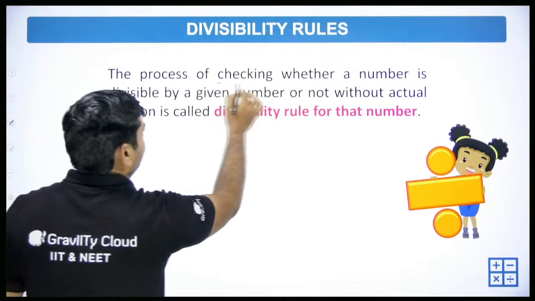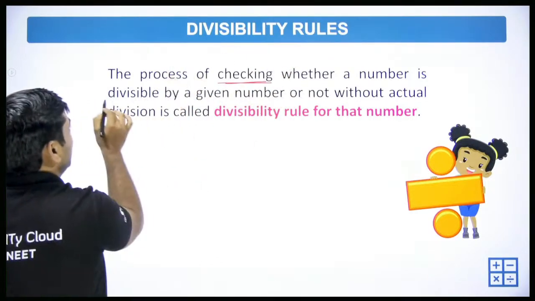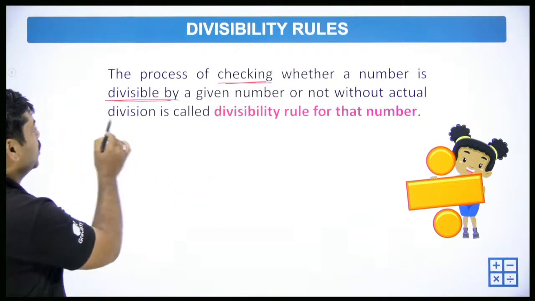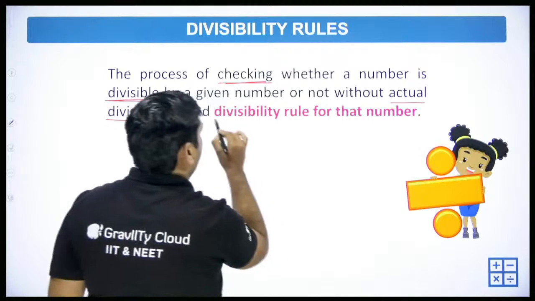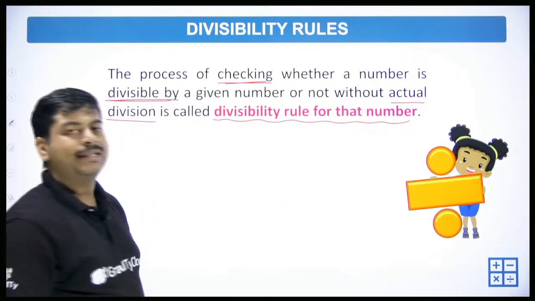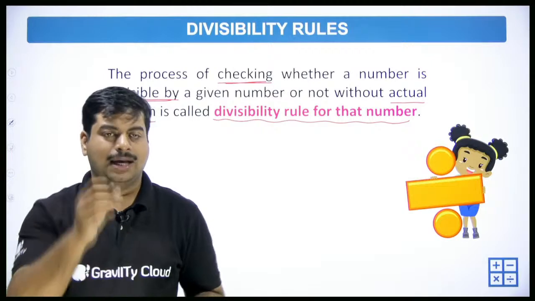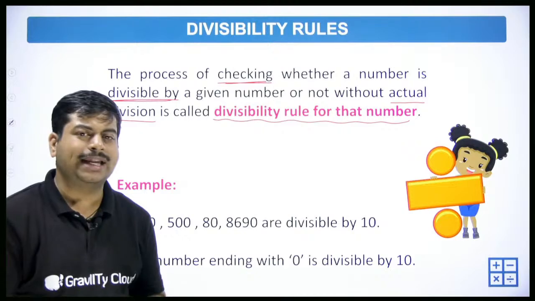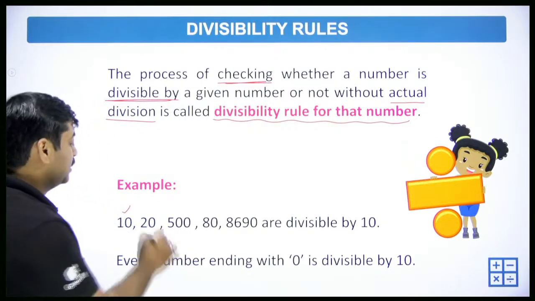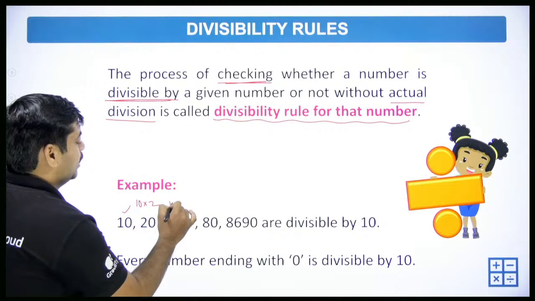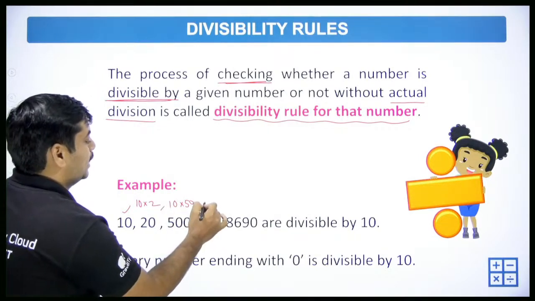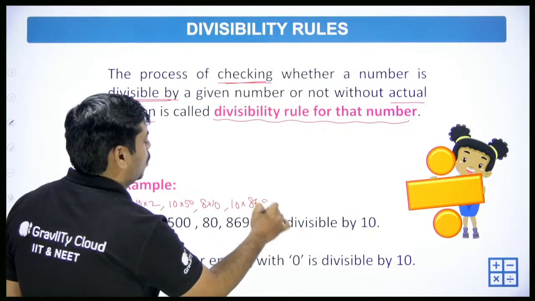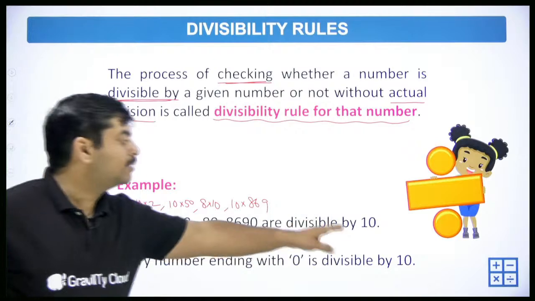The process of checking or verifying whether the number is divisible by a given number or not without the actual division is called the divisibility rule for that number. Okay, let's have a small discussion. For example, 10 is there. Do you know whether 10 is divisible by 10 or not? Yes. 20? Yes. This is 10 into 2. 500, 10 into 50. Yes, it is divisible. 80, 10 into 8. 8690, 10 into 869. So all these numbers are divisible by 10.